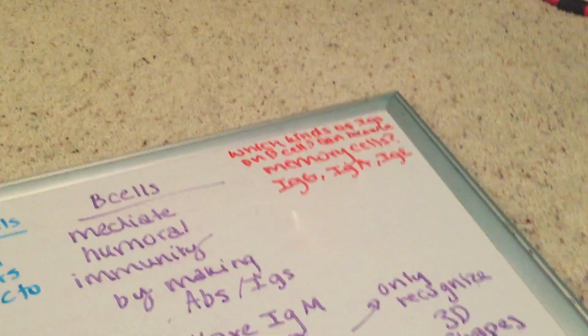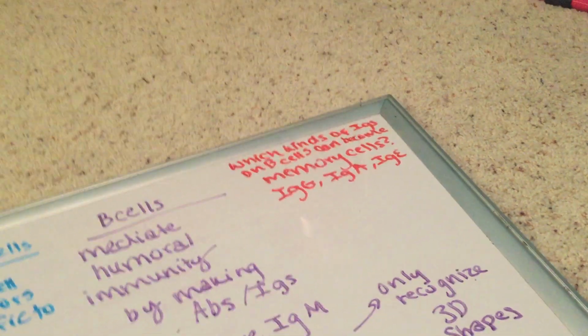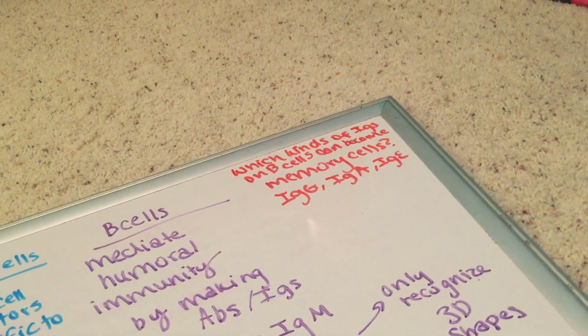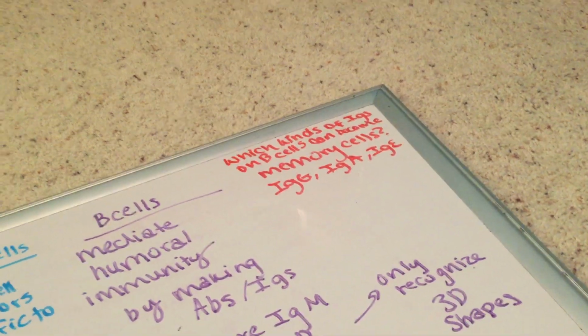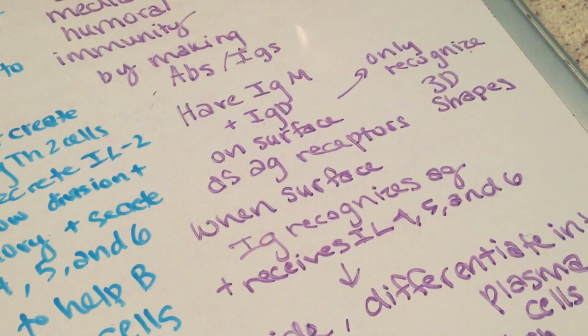And another note is what kinds of Igs on B cells can become memory cells. Only IgG, IgA, and IgE. So not these other two.